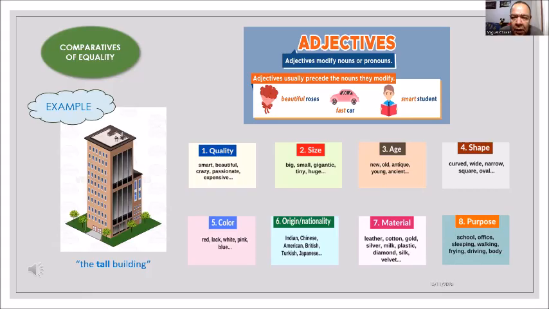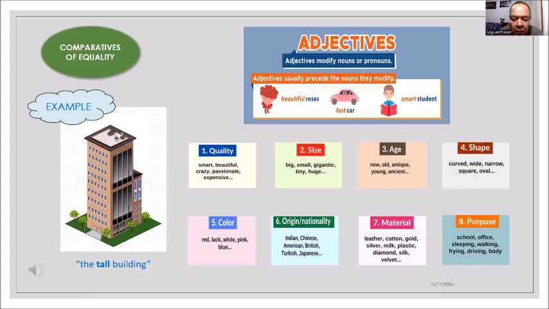Examples of quality adjectives: smart, beautiful, crazy, passionate, expensive. Examples of size adjectives: big, small, gigantic, tiny, huge. Examples of age adjectives: new, old, antique, young, ancient. Examples of shape adjectives: curve, wide, narrow, square, oval. Examples of color adjectives: red, black, white, pink, blue.